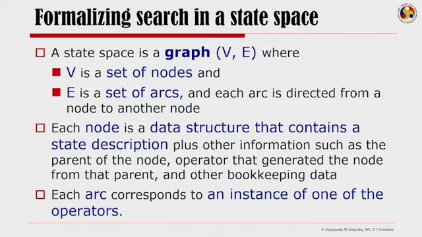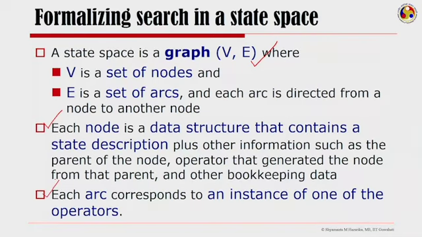A state space for us is actually a graph of vertices and edges, where V is the set of nodes and E is the set of arcs. Here when I say nodes, the node may be a simple node or it could be a data structure that contains a state description. It could contain other information such as the parent of the node, the operator that generated that node from that parent, and other bookkeeping data.